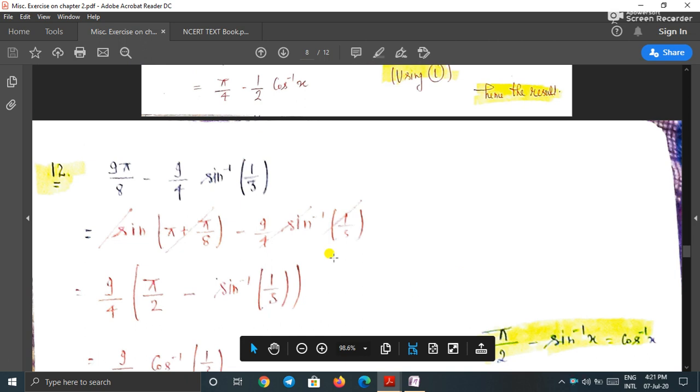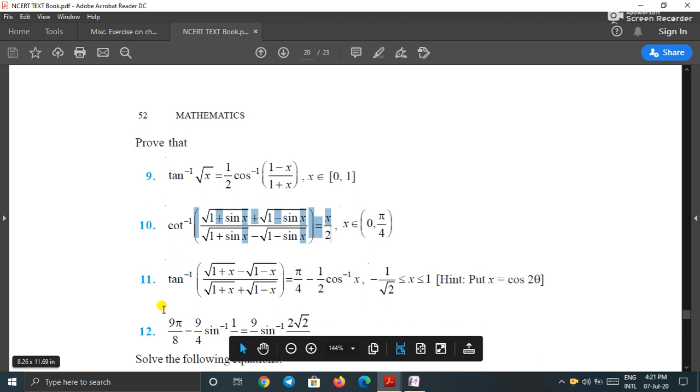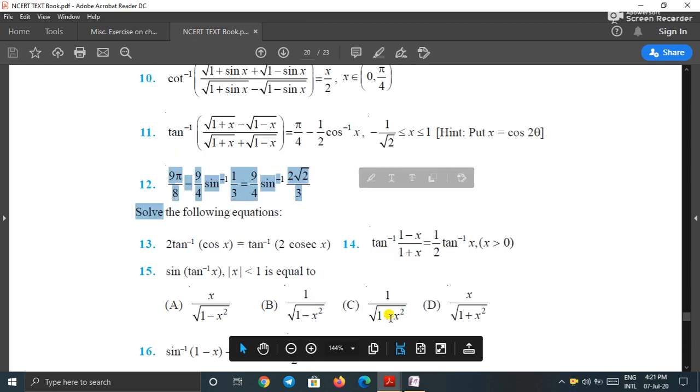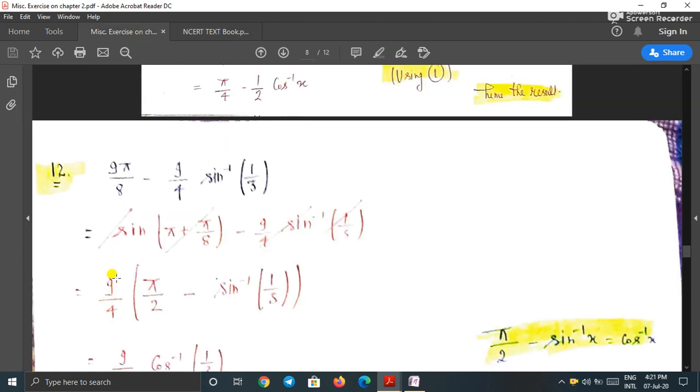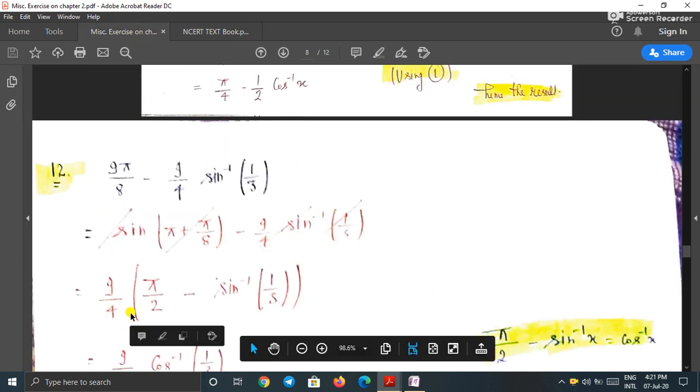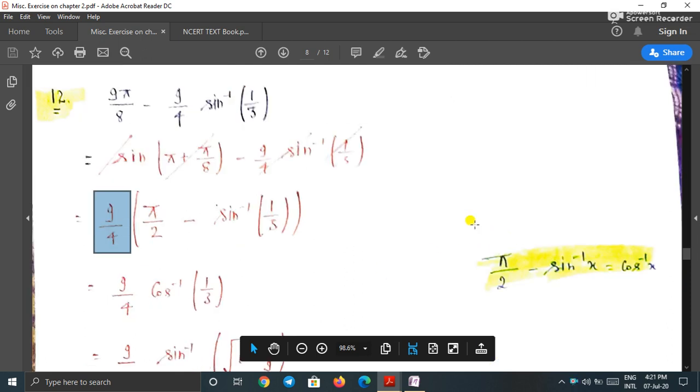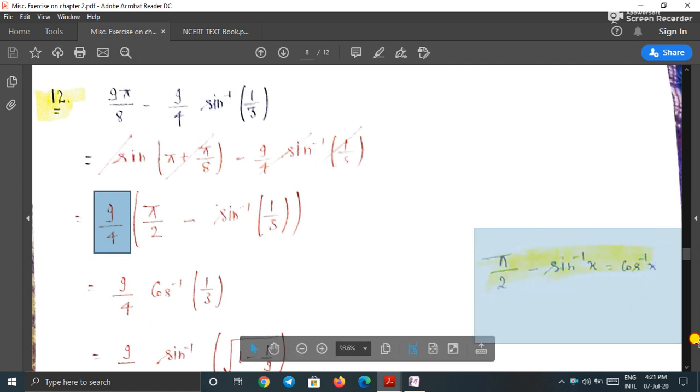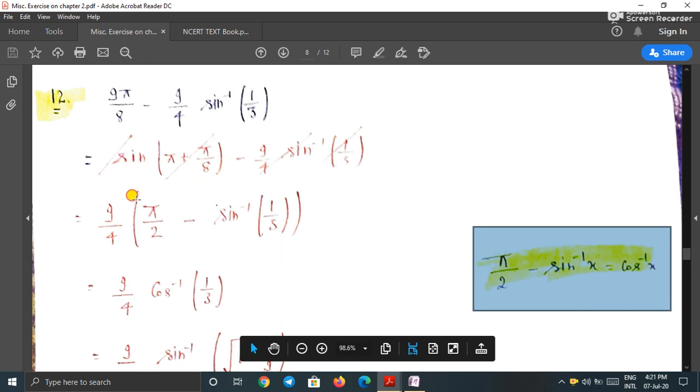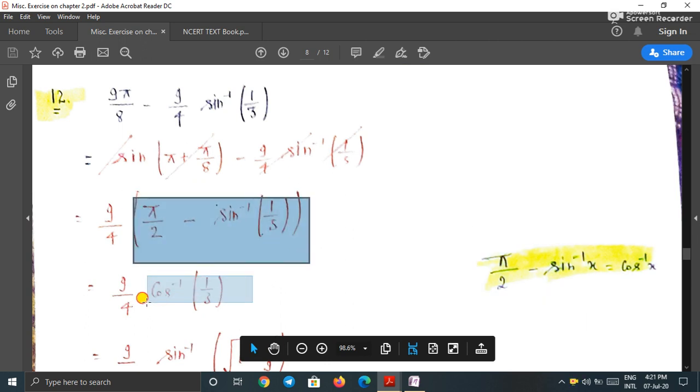Now see the next problem. Problem number 12. What is problem number 12? 9 pi by 8 minus 9 upon 4 sin inverse 1 by 3, right? So simply take 9 by 4 common. You have pi by 2 minus sin inverse 1 by 3 in bracket. You have already studied a property, pi by 2 minus sin inverse x is equal to cos inverse x. So pi by 2 minus sin inverse 1 by 3 is equal to cos inverse 1 by 3.